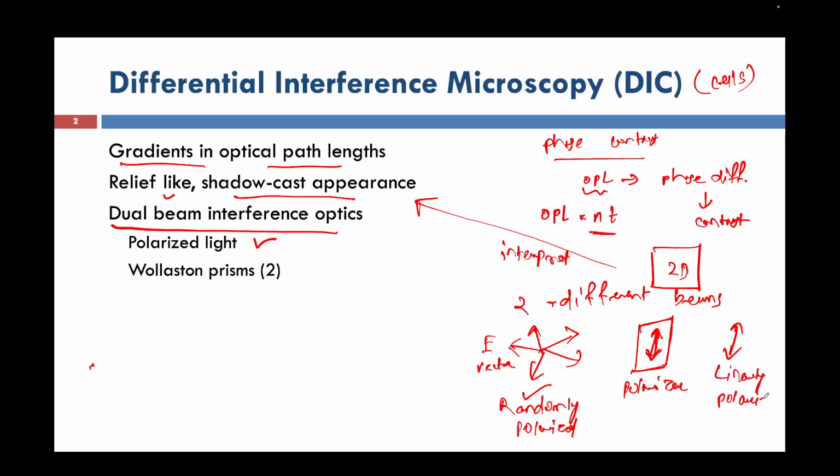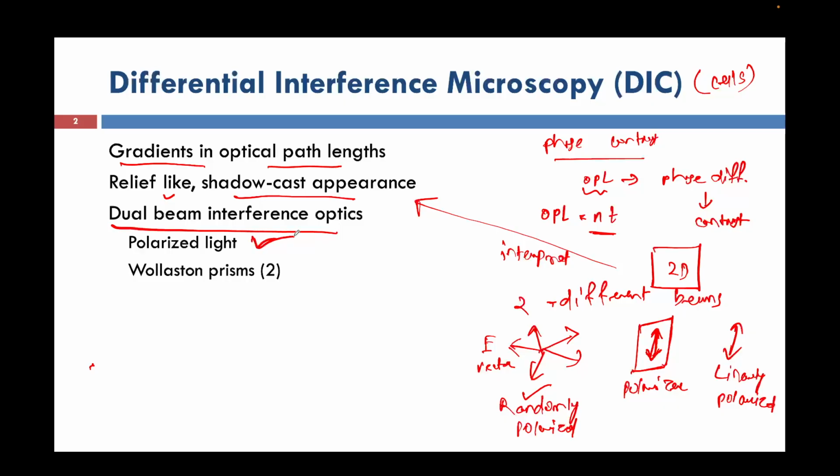Similarly, instead of linearly polarized, I can also get elliptically polarized or circularly polarized, different kinds of polarized light. So that is one of the major components of differential interference microscopy, and there are other additional features. This is polarized microscopy we have already seen in the previous microscopy.